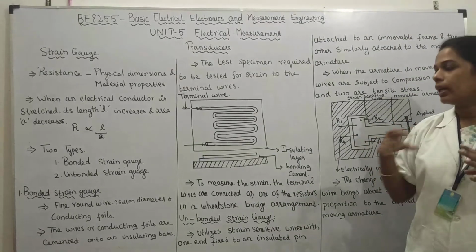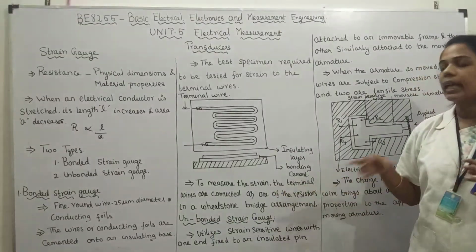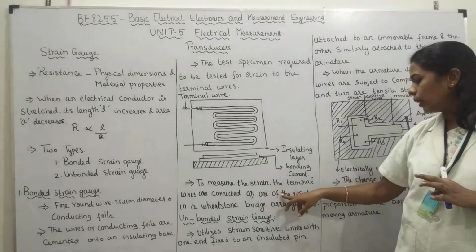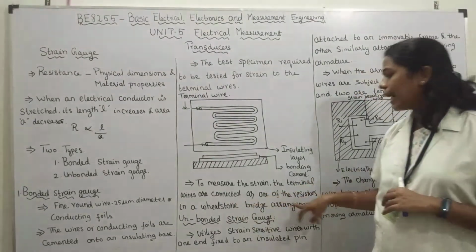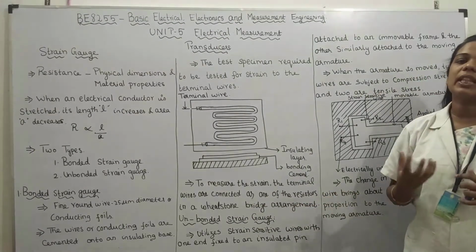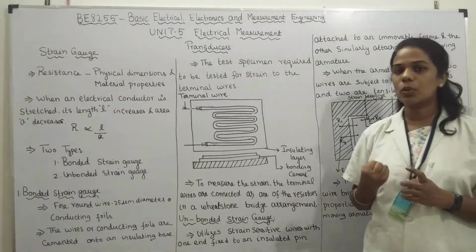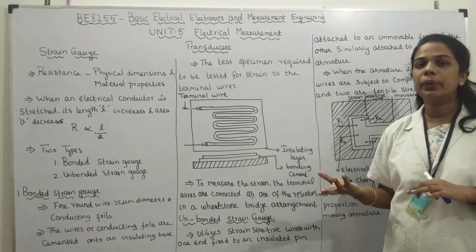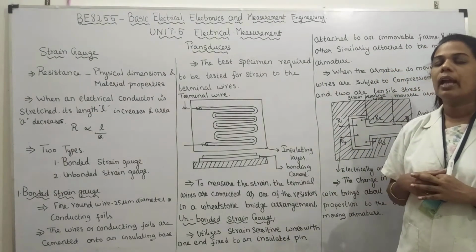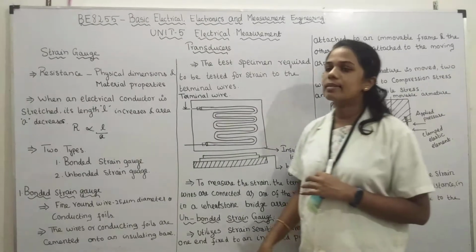To measure the strain, the terminal wires are connected as one of the resistors in a Wheatstone bridge arrangement. Do you understand? Here the strain is converted into electrical energy. Then the next one is the unbonded strain gauge.